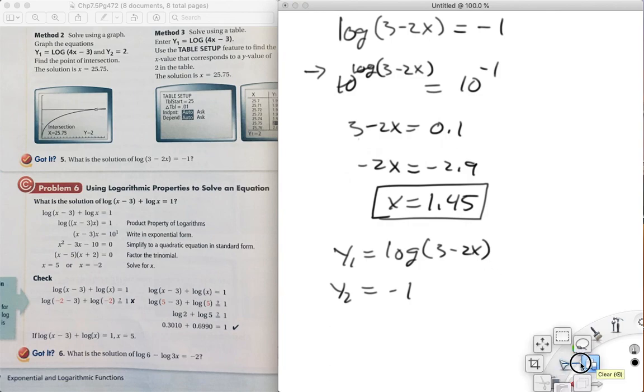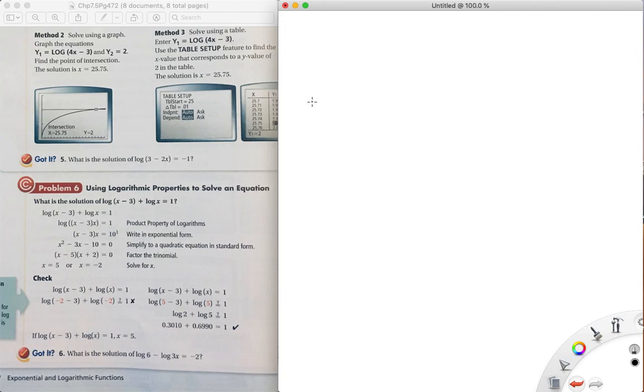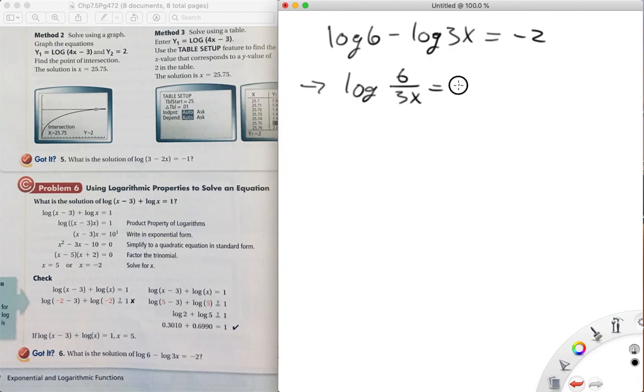Okay, so using log to solve problems. Again, same thing. Here we have log of 6 minus log of 3x, and that equals negative 2. First thing I'm going to do is combine these and turn it into one logarithm. So if it's subtraction, then I have division. So this is going to be log of 6 divided by 3x is equal to negative 2.